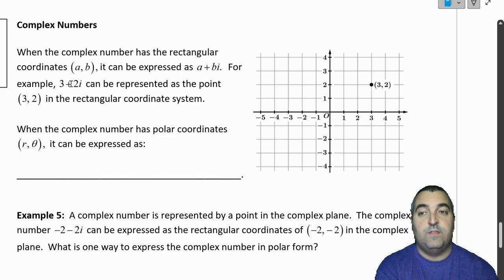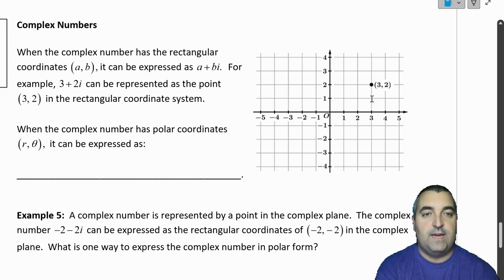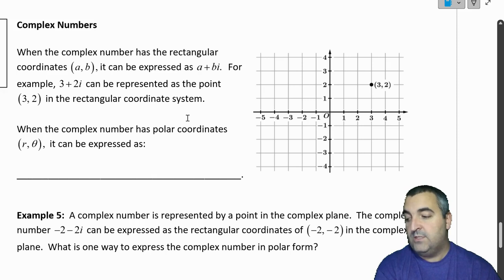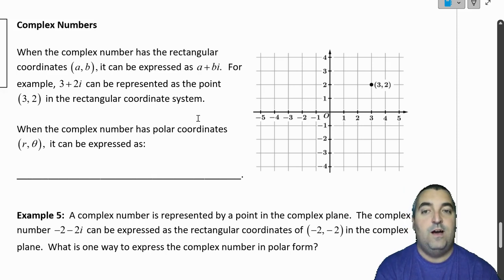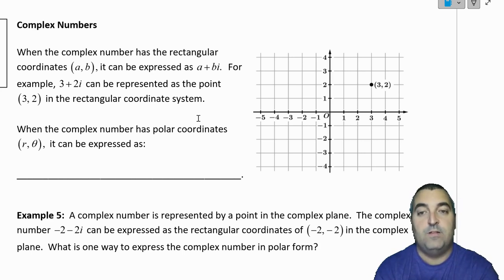So usually you would think of 3 plus 2i as a rectangular coordinate. It's like you're going 3, 2. You can see it here. We just have the real axis and the imaginary axis as our x and our y. Well, guess what? We can do the same thing as we did with non-complex numbers and change it to polar. We can change them from rectangular form to polar form. We just end up writing our answer slightly different.